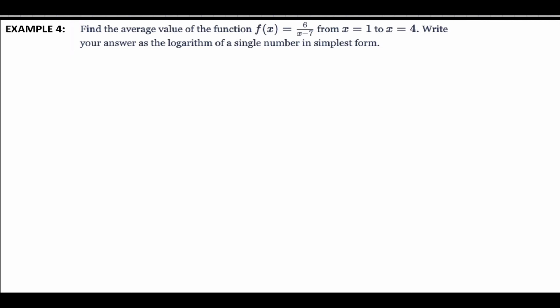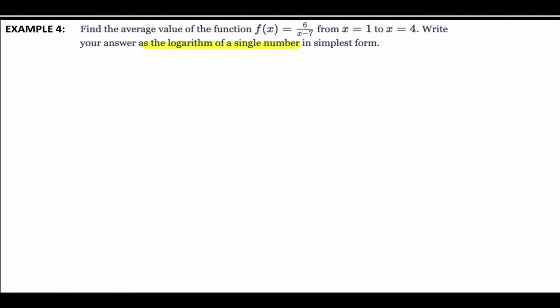So again, anytime they want you to do average value, they will tell you. They won't have you guess. It's not like a guessing game. They'll say, find the average value. Okay? And then they'll give you the function, and then they'll give you the bounds. And this one is a little even more because they want you to write the logarithm as a single number. So that means if it's natural log, ln, usually it'll be a natural log, and they only want one number in there. So we got to simplify it so that it's just one number in there. Okay, that's what they want.